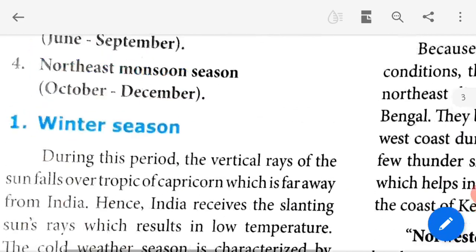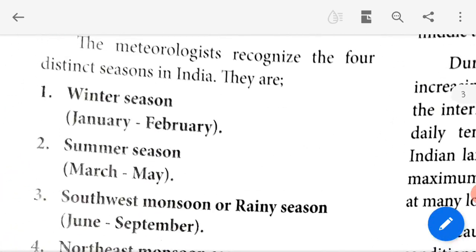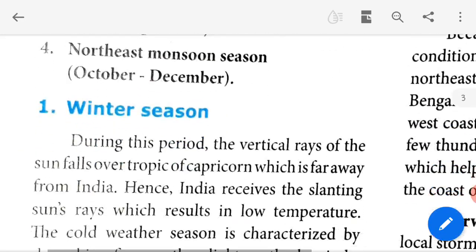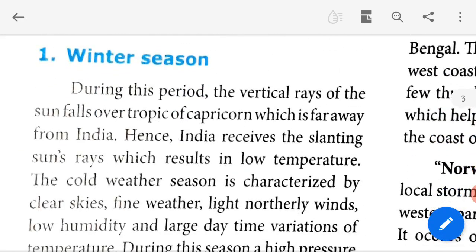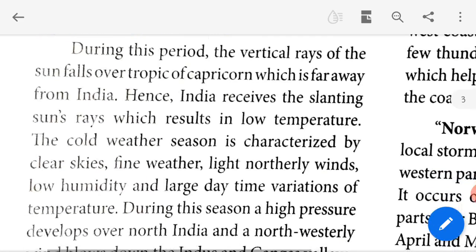So all of us know about the winter season, which is January and February. Generally in December we say it too, but January, February. During this period, the vertical rays of the sun fall over the Tropic of Capricorn, which is far away from India. So this is not Tropic of Cancer, this is Tropic of Capricorn. So the sun rays fall on the Tropic of Capricorn, but Tropic of Capricorn is far from India. Hence, India receives the slanting sun rays, which results in low temperature. So sun rays are not straight, they are slanting, so we have low temperature.